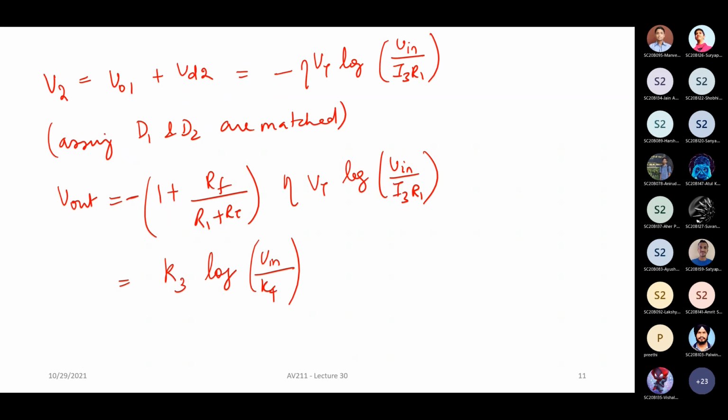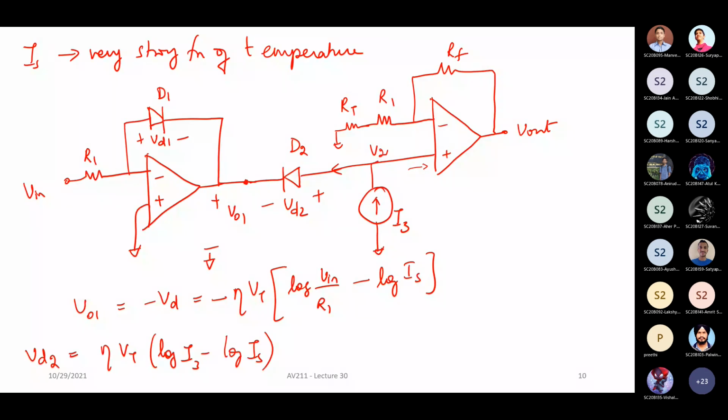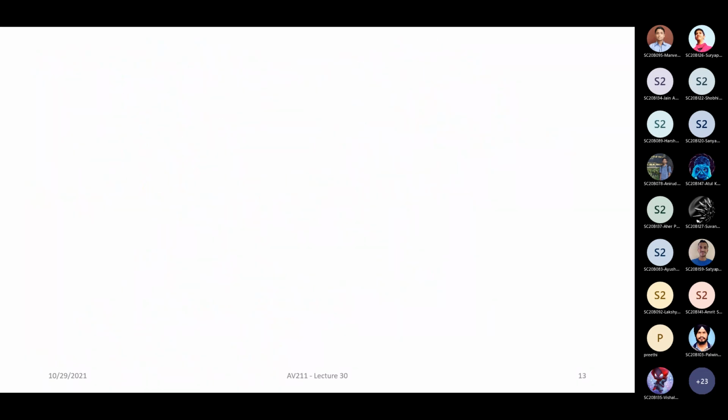Basically, here we converted the voltage to a current, and the current was passed through a diode, which generated a voltage which was logarithmic in nature. Now, here you need to convert your input voltage to a current where the current is going to be logarithmic, and that current needs to be converted to a voltage. Okay, so that we will see in the next class, and then we will move over to difference amplifiers and instrumentation amplifiers.